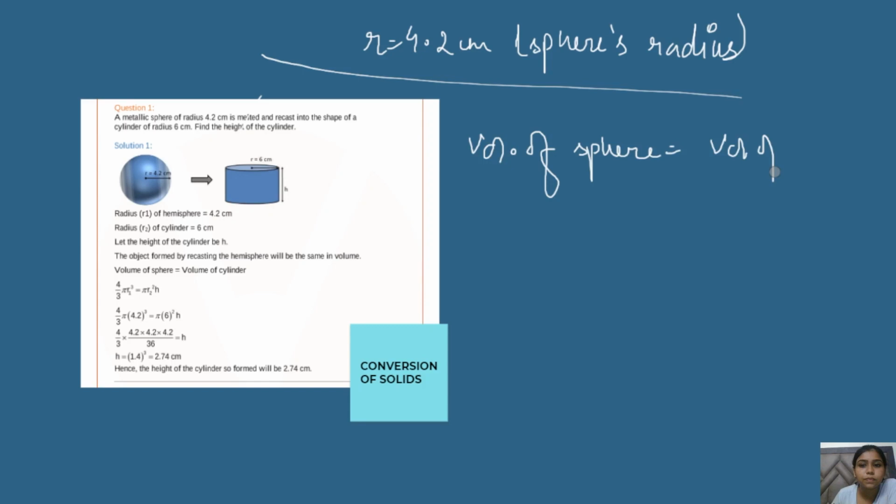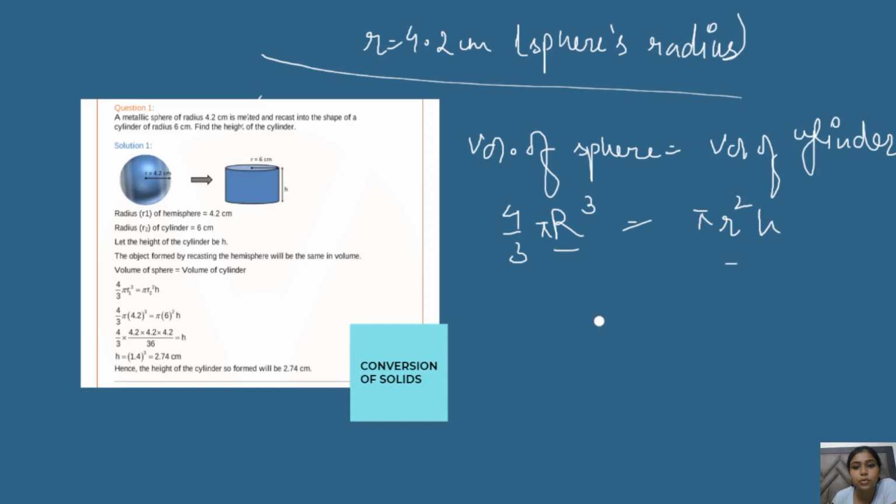Now just put out the formula. Volume of sphere is basically 4 by 3 pi r cube, and for cylinder it is pi r square h. I am writing it like this to differentiate the radius, because the radius is different in both the cases, right? So you can cancel out the pi, so don't put the values of pi. For sphere it is 4.2 into whole cube, or you can write it like this so that it will be cancelled out. And the cylinder has the radius 6 into 6 into h.